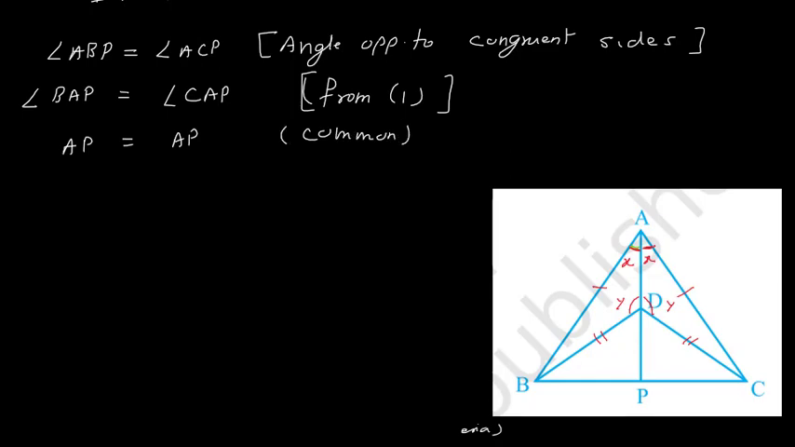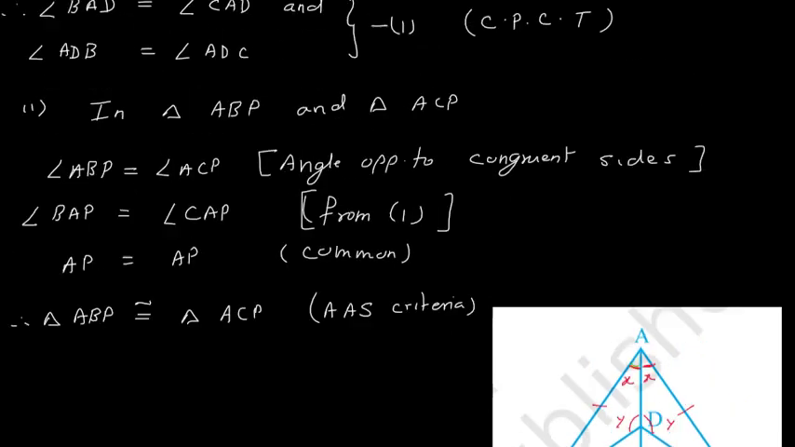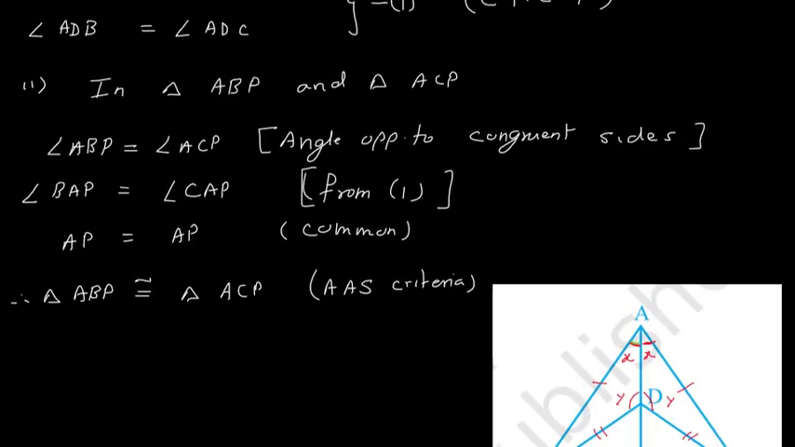So therefore I say that triangle ABP is congruent to triangle ACP, and the criteria is angle side criteria. Okay, so these two triangles are congruent by angle side criteria. This is the second question. Now the third question.